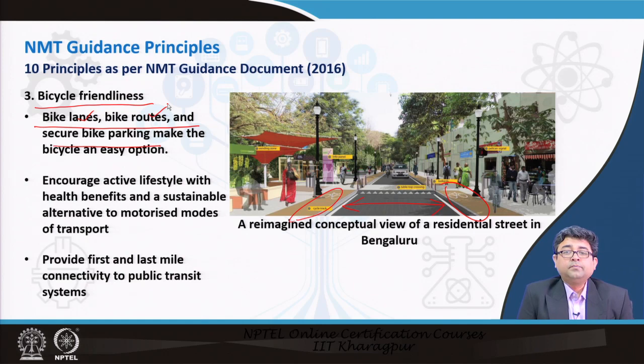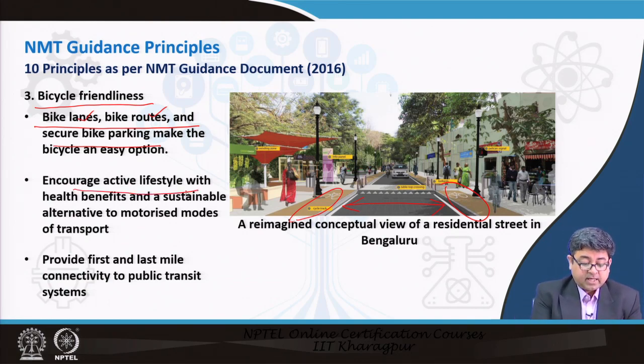You would also see that now, in order to encourage bicycle, there are many corporate offices that provide locker and shower facilities. If they have employees that are bicycling to office from a long way away, then they provide them good locker facilities and shower facilities, so that if they sweat along their way, they can come and take a shower in the office and change into proper office clothing. So, that also is bicycle friendliness. That encourages people to bicycle to work, right? That will encourage active lifestyle, health benefits, and a sustainable alternative to motorized transport.